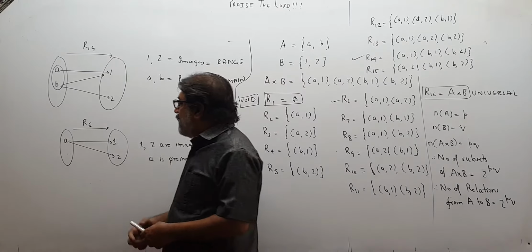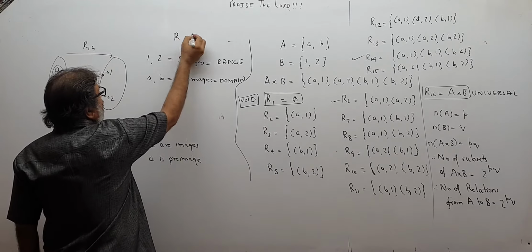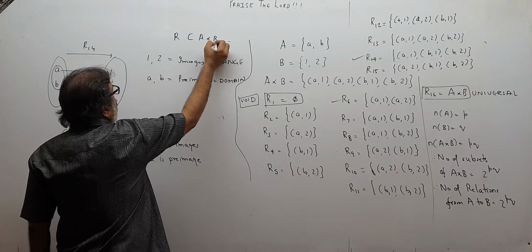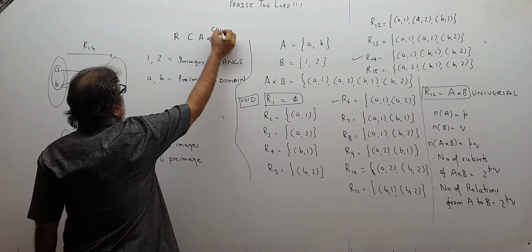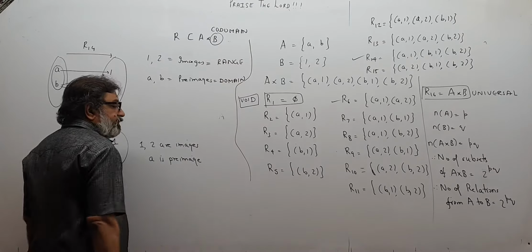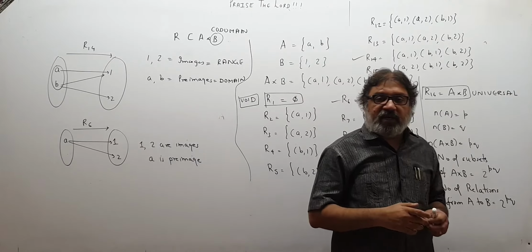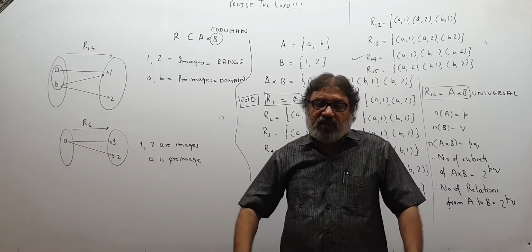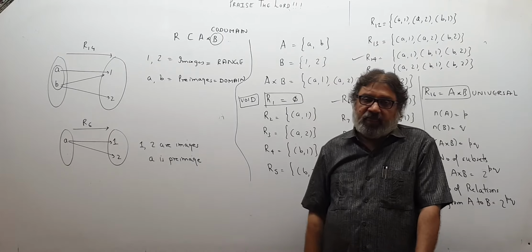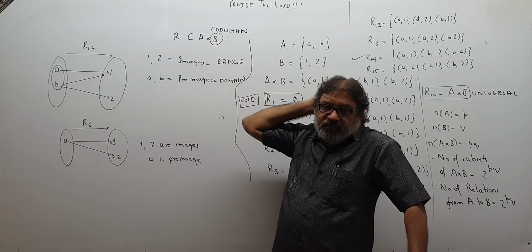And the codomain will be set B. Here R is a subset of A cross B. This set B will always be the codomain of the relation. So please understand, children, how do we get the codomain, the range and the domain of the relation? When R is a subset of A cross B, B will always be the codomain.